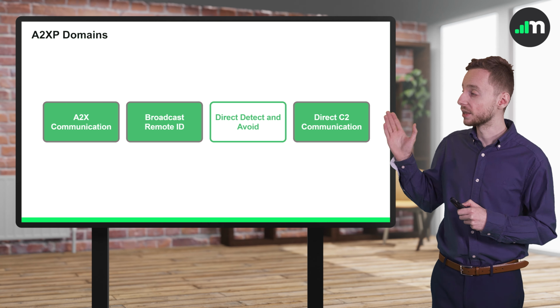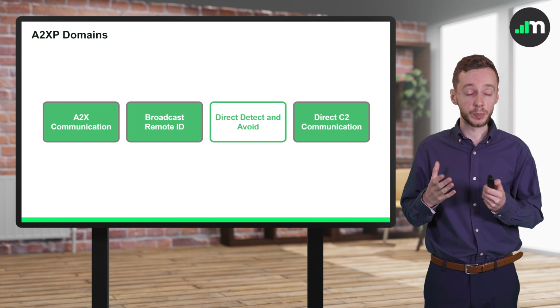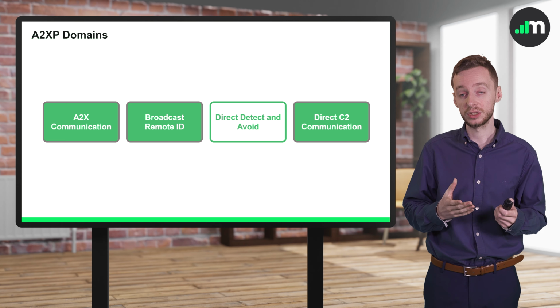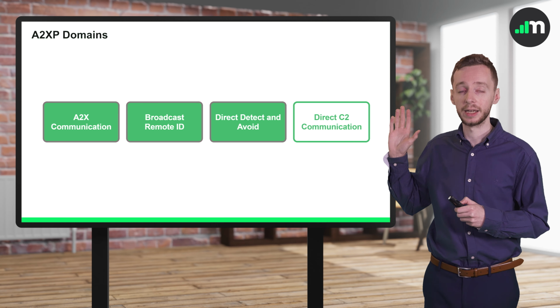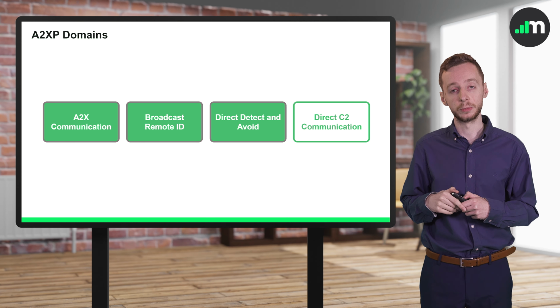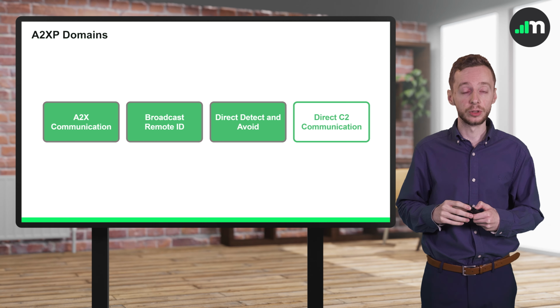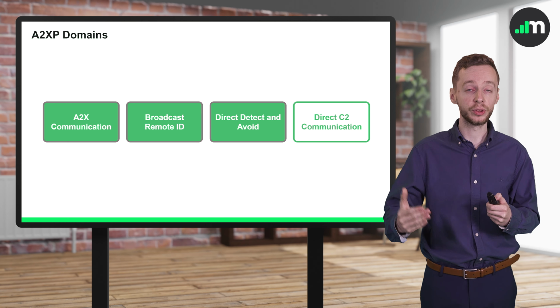We can also support direct, detect, and avoid. And that's what we discussed previously, communicating with different parties to support the reduction in collisions and support avoidance. Finally, we can also apply policies for direct to C2 communication. So with direct C2 communication, we're specifying exactly how this device is allowed to communicate with other devices.